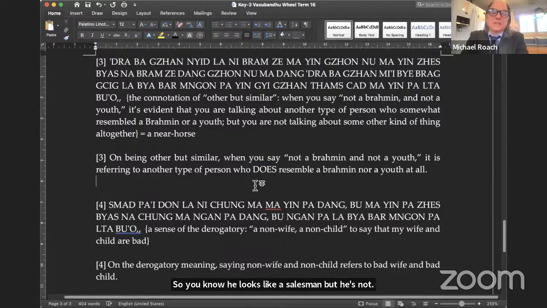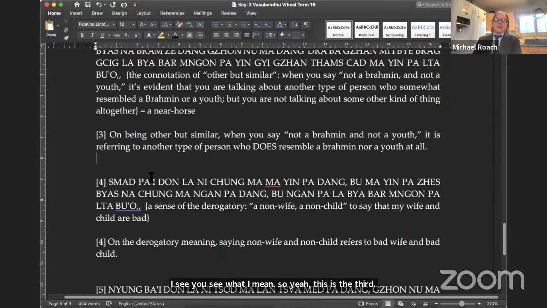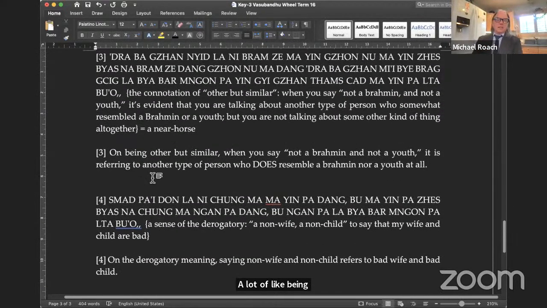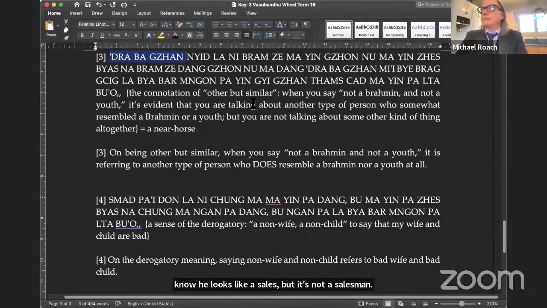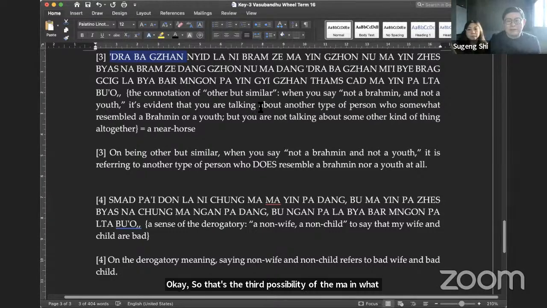So this is the third example definition of not, of being not. And Shen means it's something else. They might be mistaken for a salesman. He's not a salesman. I know he talks like a salesman, I know he looks like a salesman, but he's not a salesman. So that's the third possibility of the ma in Marikpa.